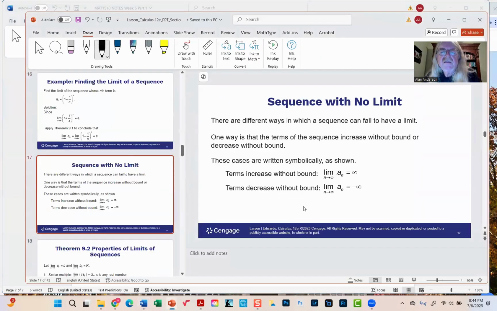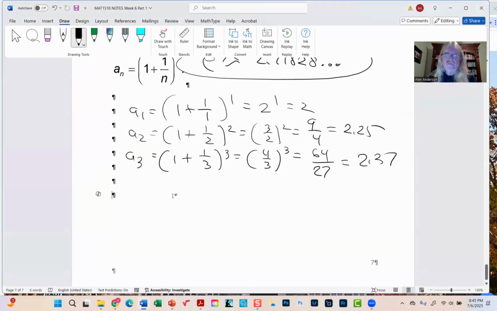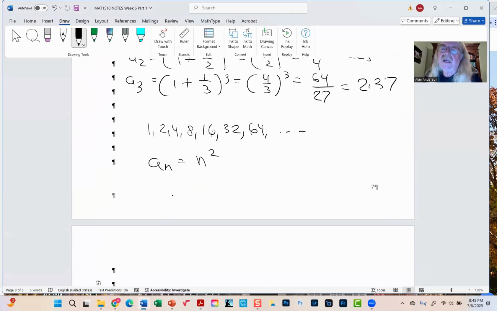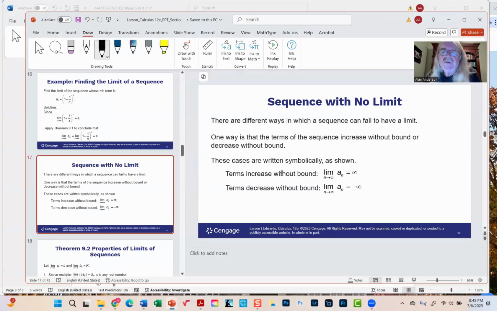Now, sometimes though, we have divergent sequences because the limit is actually either positive or negative infinity. So if you had something like this, where clearly a_n is simply n squared, you can see this is not converging to anything. It's going to go to infinity. So we can have limits of sequences that go to infinity or negative infinity, which means that there's no limit.